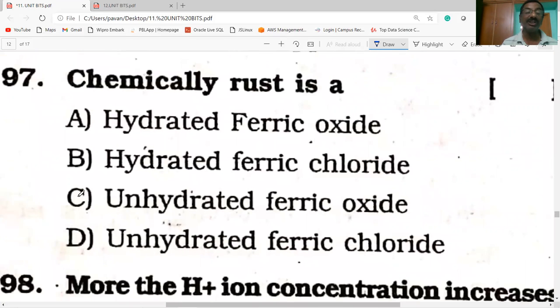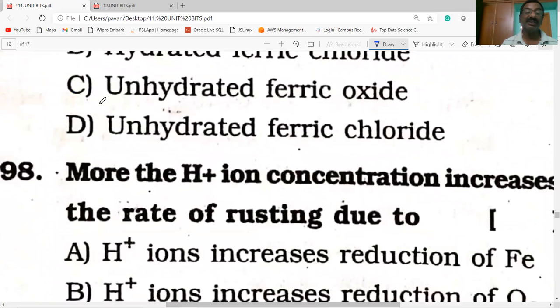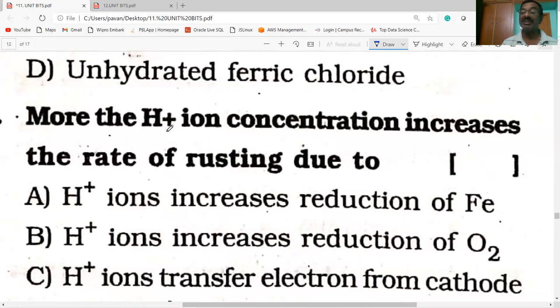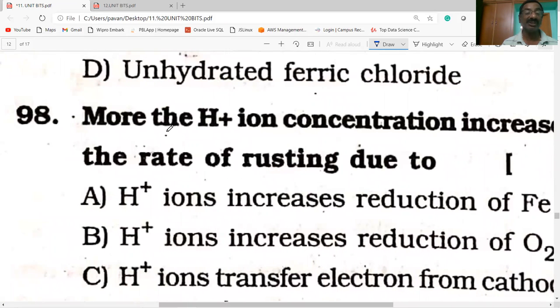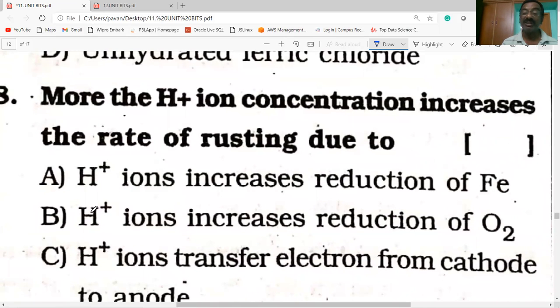Chemically, rust is hydrated ferric oxide. Rust is hydrated ferric oxide. More H plus ion concentration increases the rate of rusting, because H plus ions increase reduction of O2.